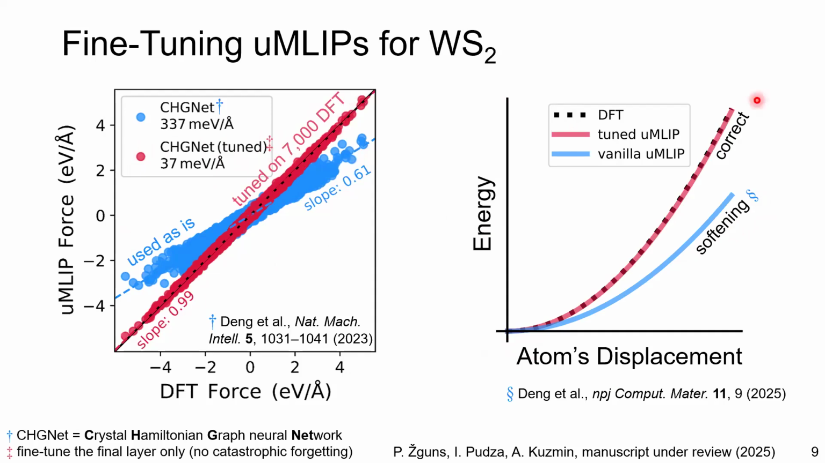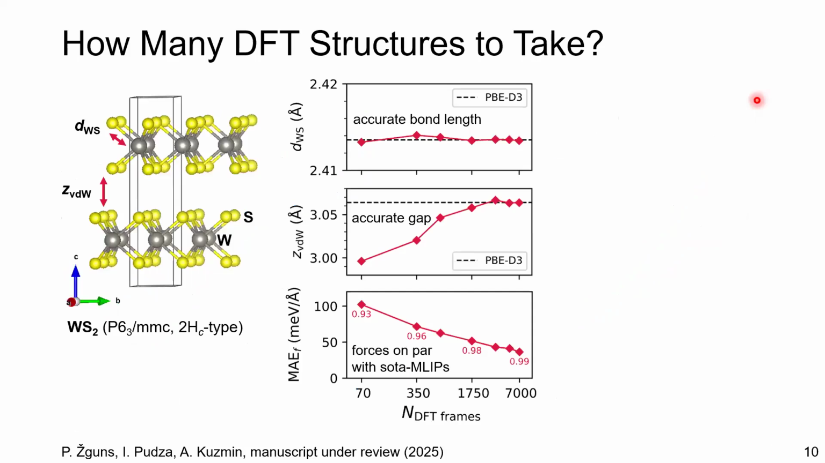So it's very good. But the question is, of course, maybe 7,000 is an overkill. Maybe there is a middle ground. And that's what we're going to figure out. So here I'm showing the error in bond length, van der Waals gap, and also force error versus number of DFT frames. So that's how many structures I use.